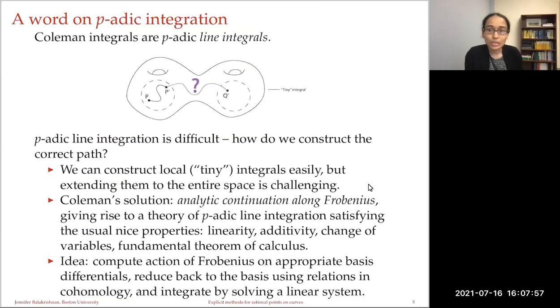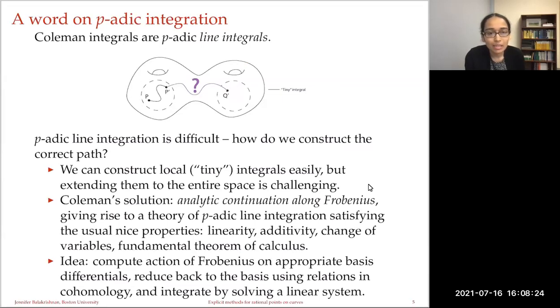So I should tell you a little bit about p-adic integrals, about Coleman integrals and how we compute them. I mentioned that Coleman integrals are really p-adic line integrals. And maybe that had you worried because you had some picture like this in your mind. What does it mean to construct a path between 2 points in some p-adic space? So locally, maybe there's less of a worry.